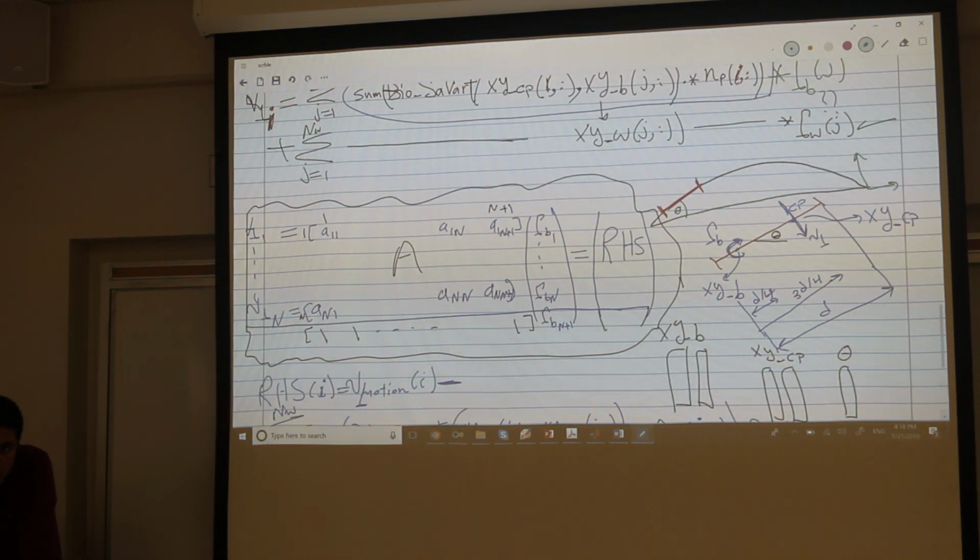Is it 0? What should be here? Should I write 0 first? Let's set it down. Should I write 0 here? Okay, so what should I write? What does the left hand side represent now? Can you tell me what this represents? All the bound vortex.